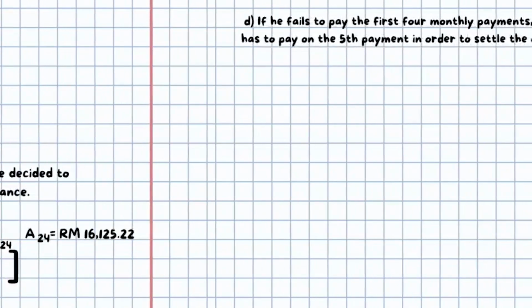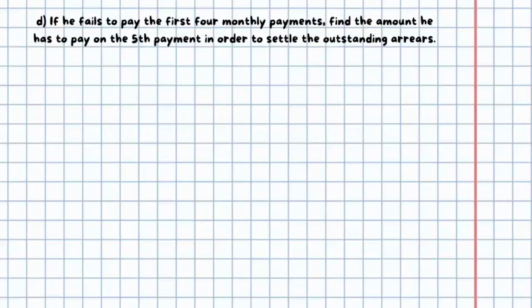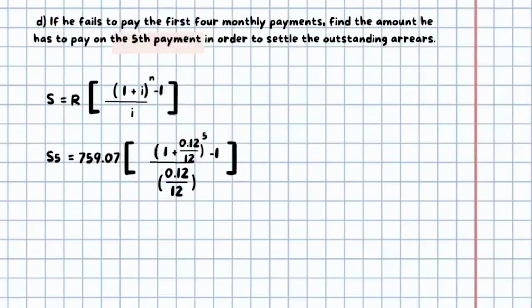D. If he fails to pay the first 4 monthly payments, find the amount he has to pay on the 5th payment in order to settle the outstanding arrears. You must use the future value formula to know the missed payment, and your final answer will be 3,872.02 ringgit.